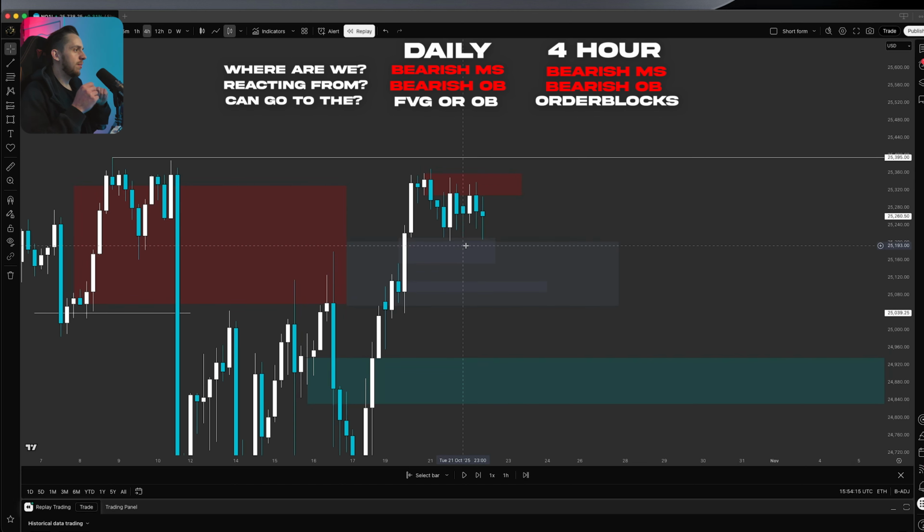So to recap, daily: bearish market structure, reacting from bearish PD array, and we can go to the daily fair value gap or the daily order block. So there's downside potential on the daily. The 4-hour time frame has bearish market structure, and we are currently reacting from a bearish PD array. Where can we go? We can go to this fair value gap right here, or even this order block right here. So the 4-hour also has bearish downside potential.